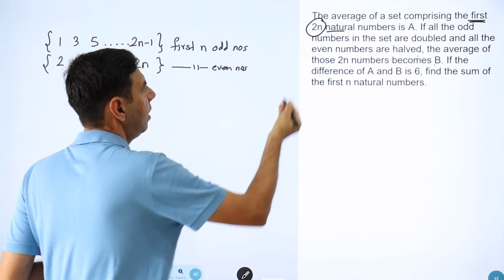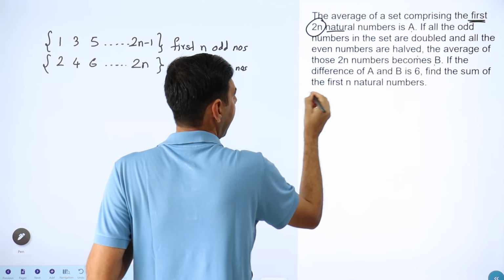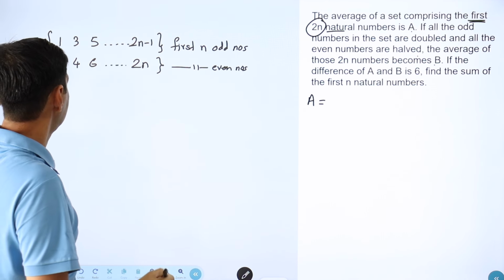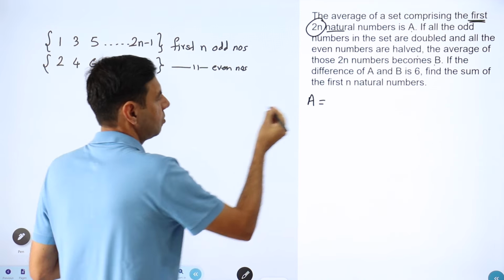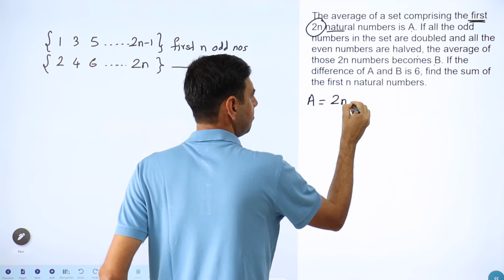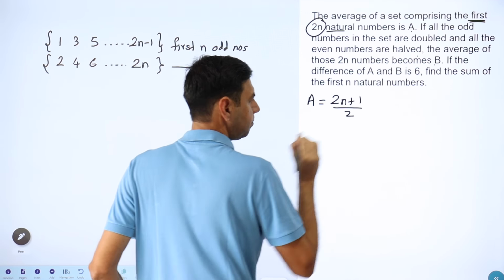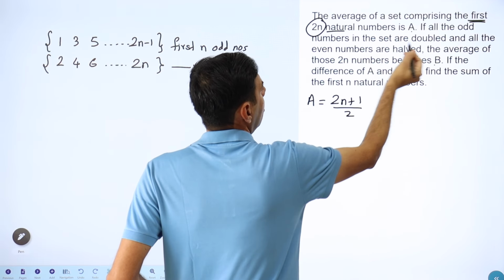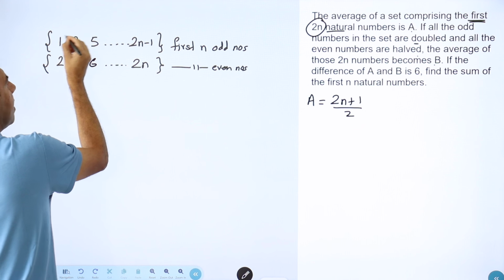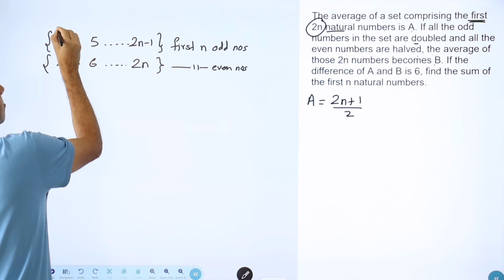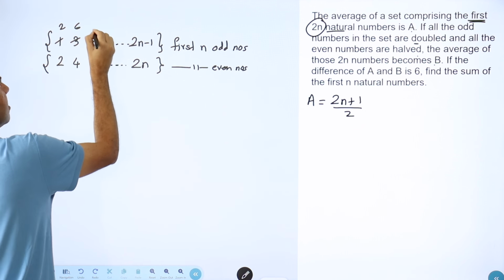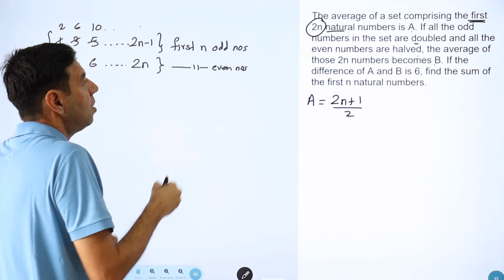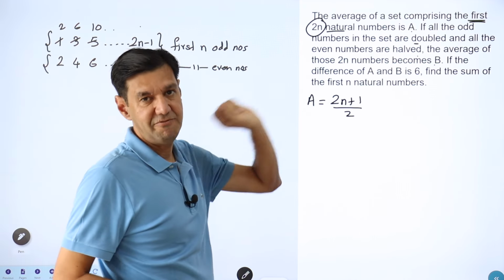Right? So the average A should be very easy. Right now it's a complete series 1, 2, 3, 4, 5, 6 till 2n. So the average is nothing but the last term plus the first term by 2. Now we make changes. All the odd numbers are doubled. So all of them are doubled. Okay, so this becomes 2, this becomes 6, this becomes 10, and so on, and this becomes whatever it is. So now I need to again reach the average.